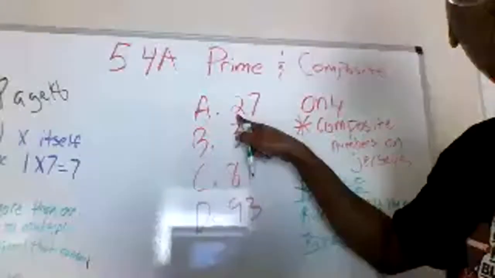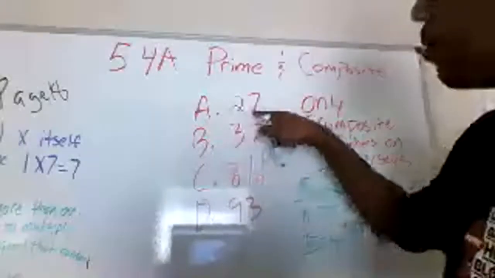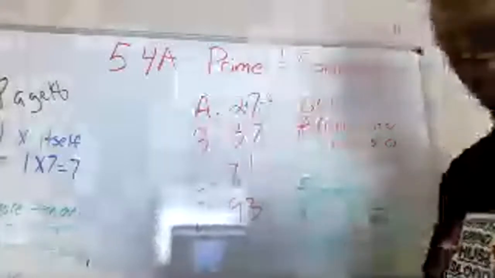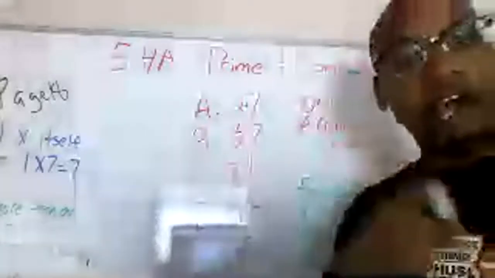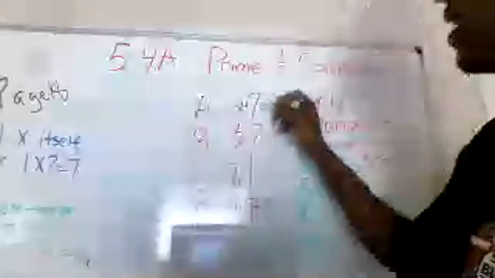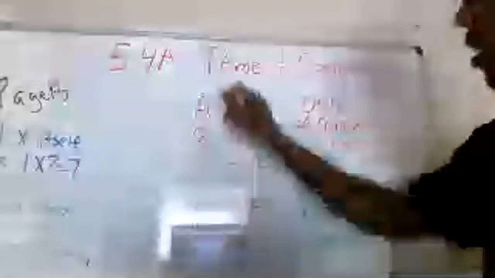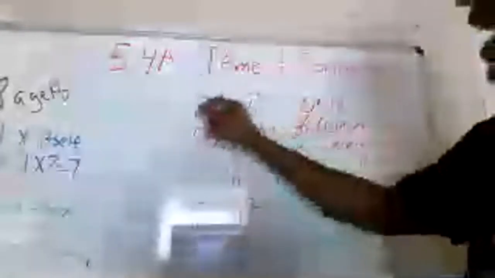For example, 27. 2 plus 7 equals 9, which means I can skip count 3, 6, 9. That means A is composite because the rule of 3 works. So A is not the answer.